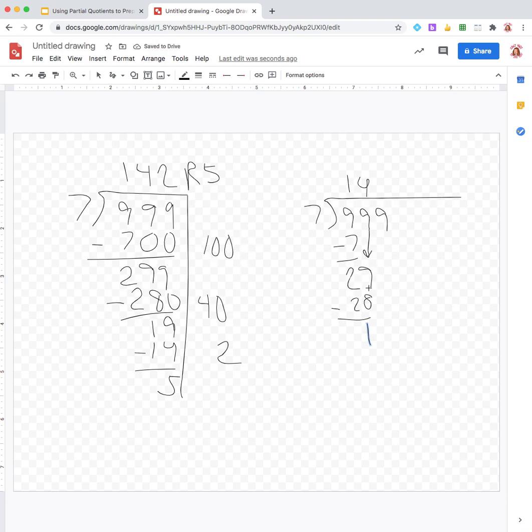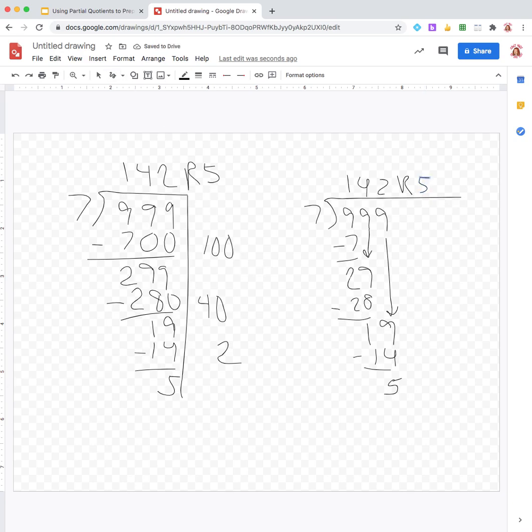Let's see. So I have one set of 10 left. So now I can focus on the ones place. 19, how many sets of 7 can I take out of 19? I can take 2 sets of 7 out of 19. That's 14. And then I subtract, and I get 5 as my remainder in this version as well. Again, remainder 5 for now. Next week, I think we'll do something with other possibilities for remainder.